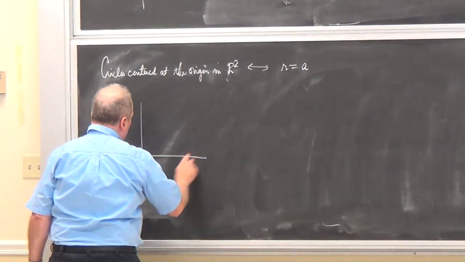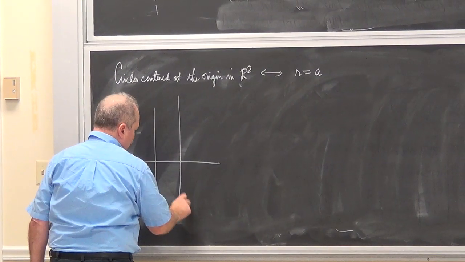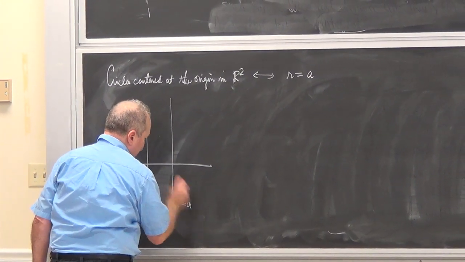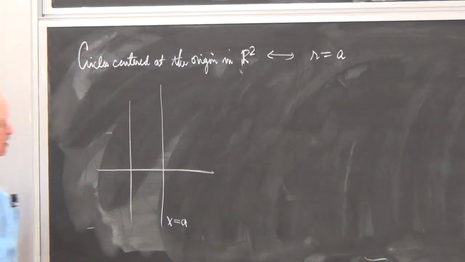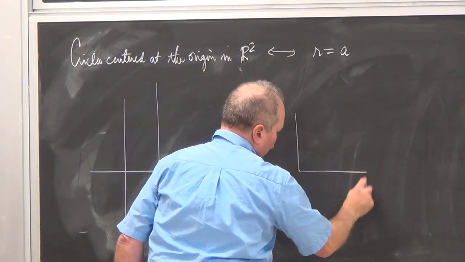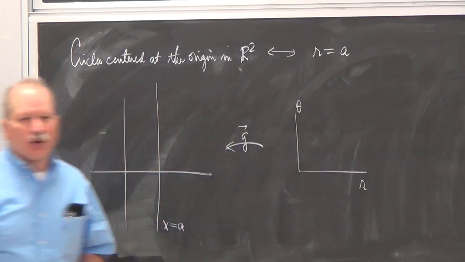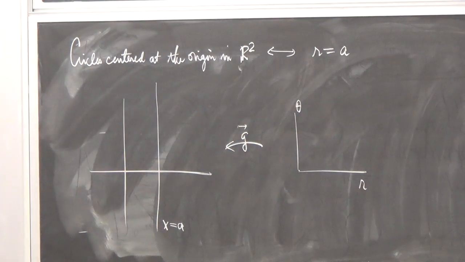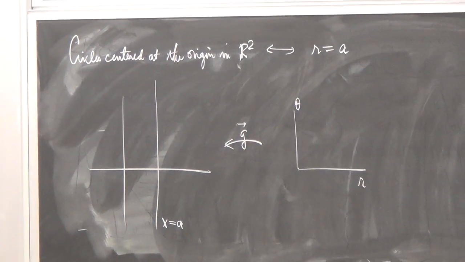Suppose I gave you a line like x equals a. What would that look like in polar coordinates? So, I'm going to confuse you here now, I'm going to put (r, theta) over here just to confuse you. What in (r, theta) would map to a vertical line x equals constant?